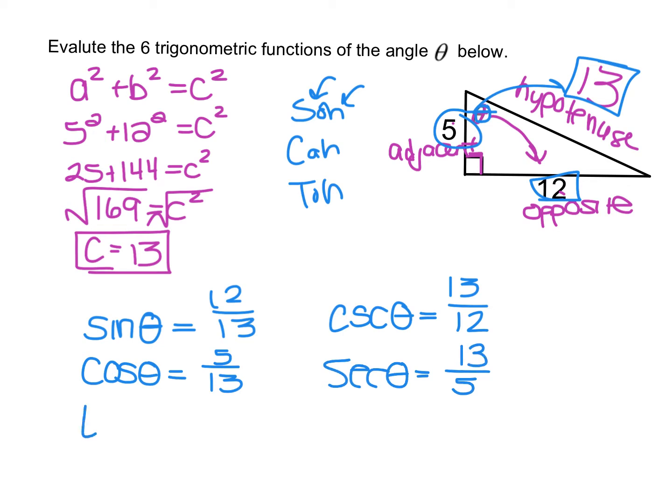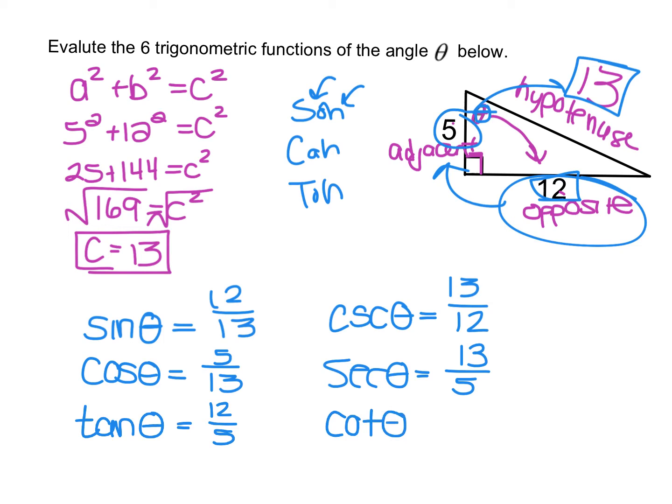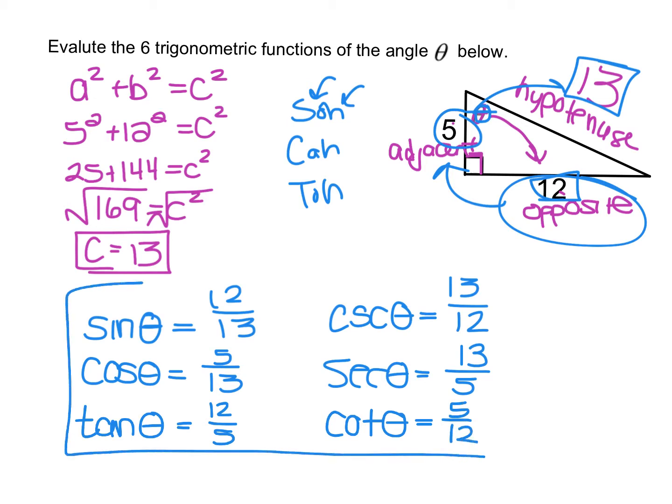And then finally, we're going to find tangent of theta, which is opposite over adjacent. So I have 12 over 5. And then from here, we're going to find the reciprocal of this to do cotangent. So that's going to be adjacent over opposite, which is 5 over 12. So here we have the values of our 6 trigonometric ratios.